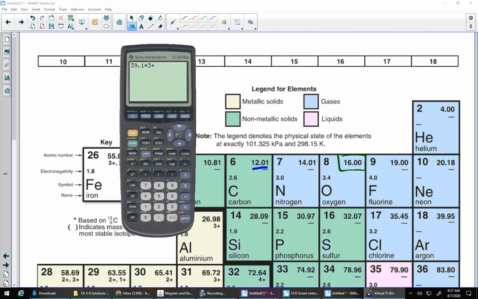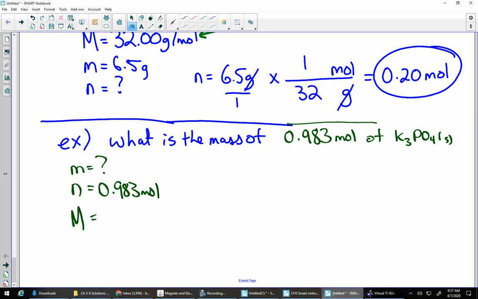then on to the other side. Okay, what do we need here? 1 phosphorus, so 30.97, plus 4 oxygen, so 4 times 16, 212.27. Cool, so let's go back to this one. What was it? 212.27, and of course that's grams per mole.